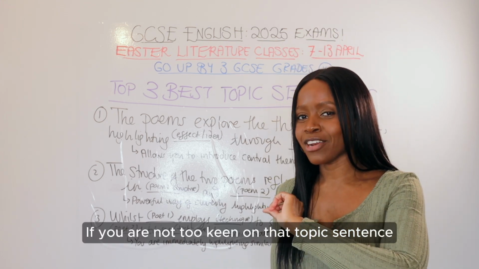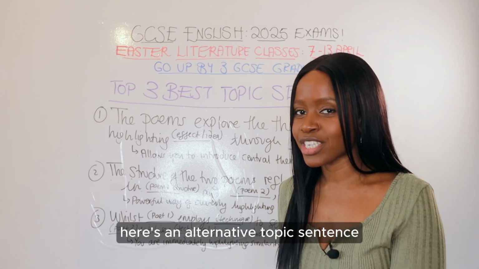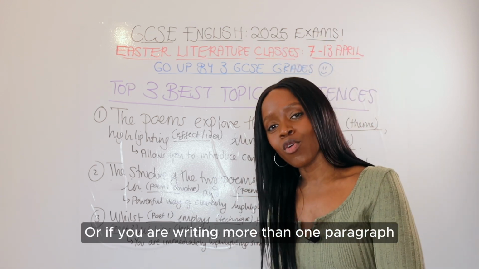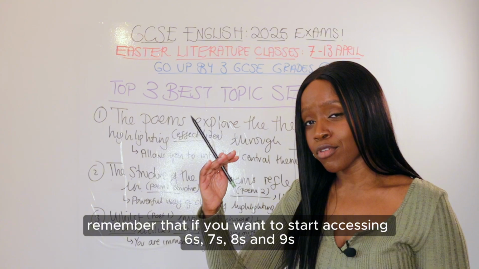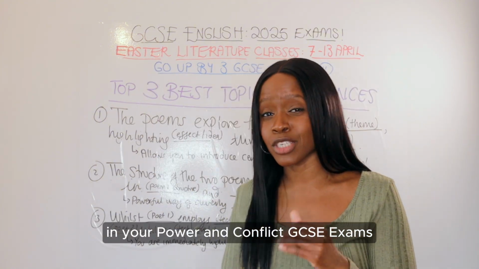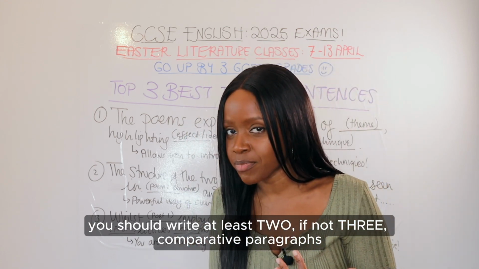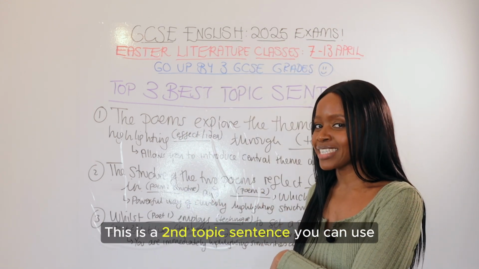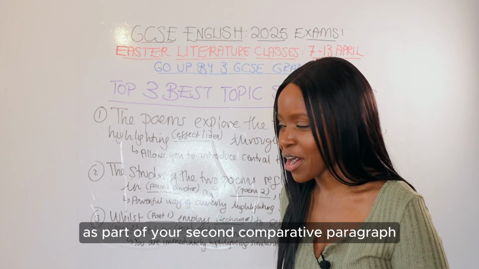If you are not too keen on that topic sentence, here's an alternative topic sentence. Or if you are writing more than 1 paragraph, remember that if you want to start accessing 6s, 7s, 8s, and 9s in your Power and Conflict GCSE exams, you need to write at least 2, if not 3 comparative paragraphs. This is a second topic sentence you can use as part of your second comparative paragraph, right?